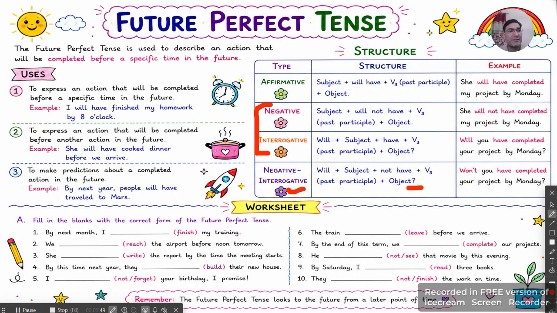Now come to the exercise. Now you see certain words again. By next month, I will finish my training. So this is a determination that I will finish my training by next month. Second sentence. We will have reached the airport before noon tomorrow. She will have written the report by the time the meeting started. So, by the time meeting started.